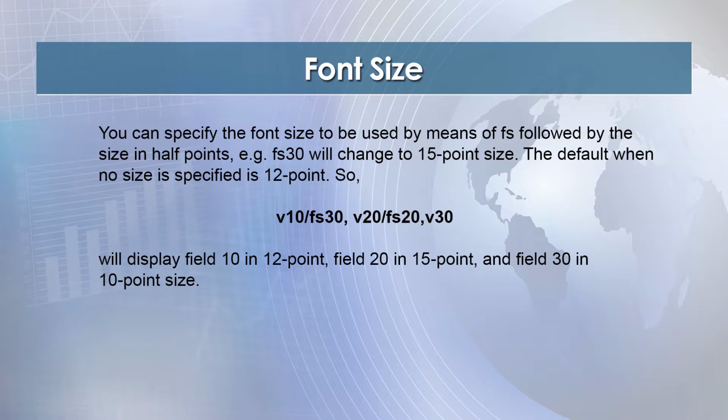Say for V10 I have given no font size, so the default is 12 point, it will be displayed in 12 point. In the next, V20, I have given FS 30, it will be displayed in 15 point. The third field, that is V30, I have given FS 20, so it will be displayed in 10 point. So, in this way you can control font size of different lines.